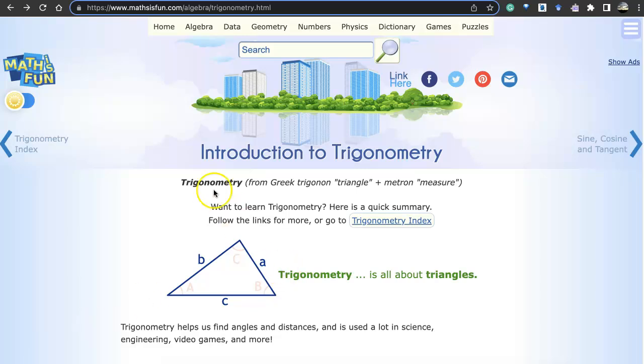So first of all, trigonometry means triangle measure. And really, that's all we're doing with trigonometry. We're looking at measures of triangles, most often right triangles, and that's going to be our main focus for our course. We have already seen some things about measuring triangle sides using the Pythagorean theorem.